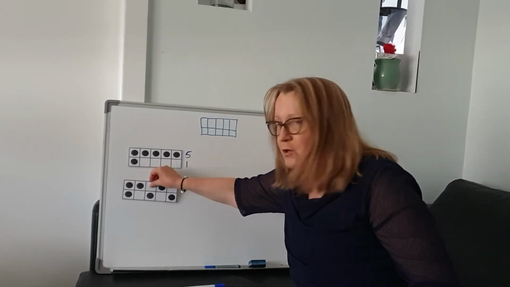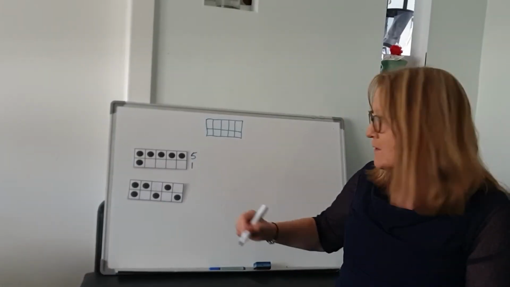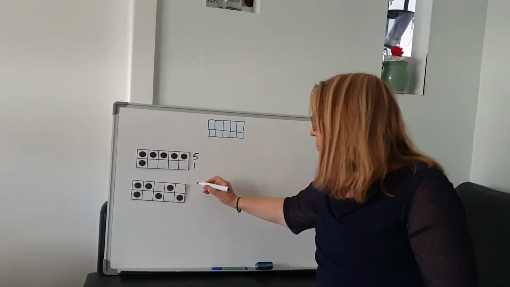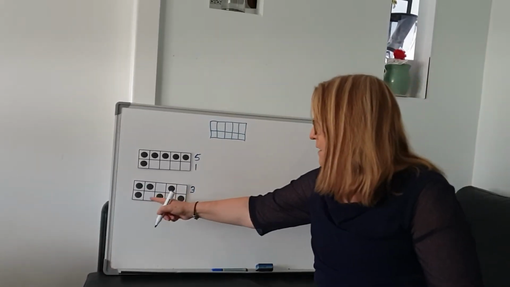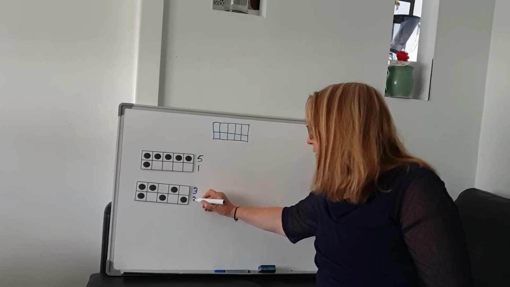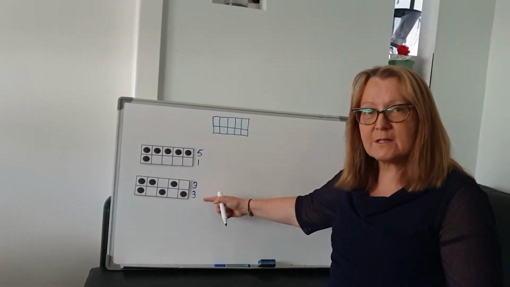Here's another way you might have imagined 6 on a 10 frame. You might have seen 3 in the top row anywhere and 3 in the bottom row anywhere. And we know that 3 plus 3 more are 6.